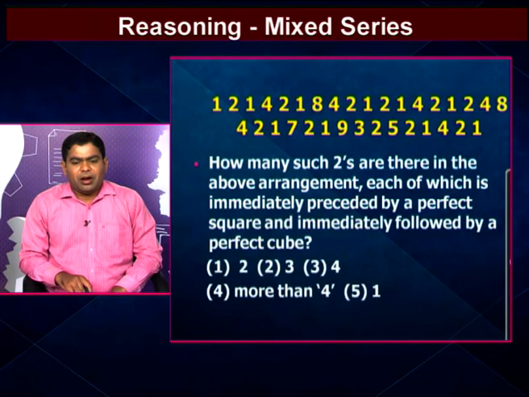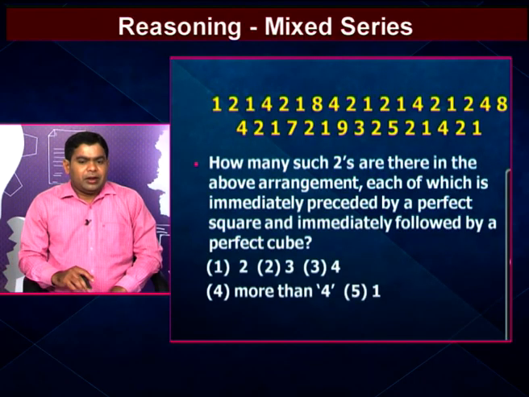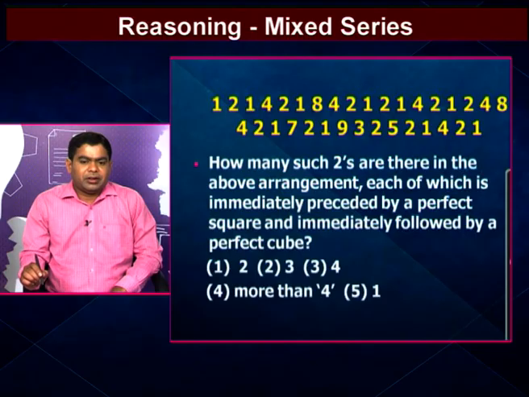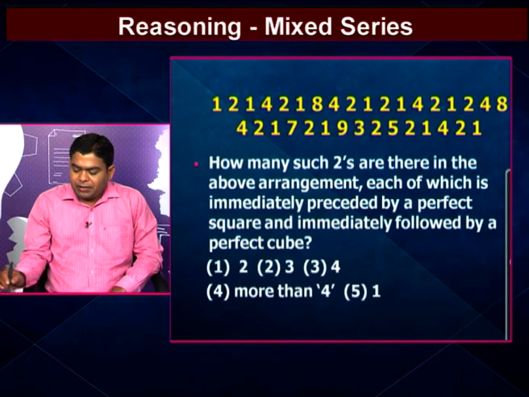Here the question is: how many such 2's are there in the above arrangement, each of which is immediately preceded by a perfect square and immediately followed by a perfect cube? That means the question is asking for 2. First of all we take the 2. Preceded means the left side, before. So before it must be a perfect square.